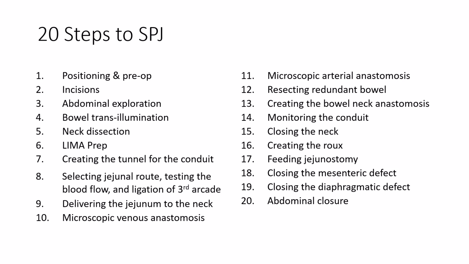anterior mediastinal or retrosternal route. We then perform microscopic venous and arterial anastomosis. We resect the redundant bowel. We create the bowel neck anastomosis. Today, we're creating the bowel neck anastomosis of the esophagus to the jejunum prior to arterial and venous microanastomosis. We then insert the monitoring device, place drains, close the neck, create the roux, place a feeding jejunostomy, close the mesenteric defects, close the diaphragm defect, and perform abdominal wound closure.